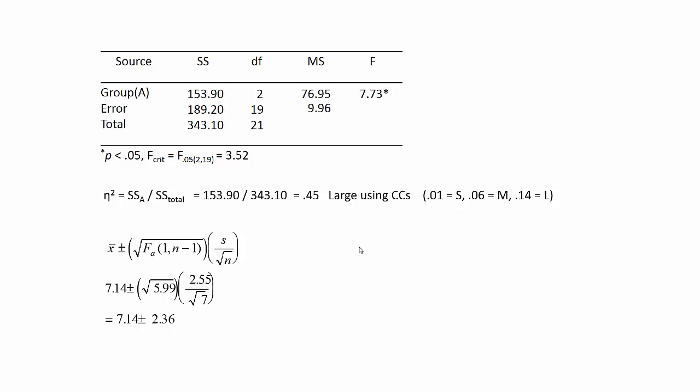So we need to go back to our F table and look up an F critical value with 1 and 6 degrees of freedom. Again, 1 and n minus 1. There are 7 people, so 7 minus 1 is 6. So I need an F value with 1 and 6 degrees of freedom. So let's switch to the F table and look that value up.